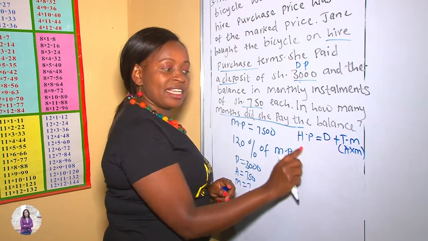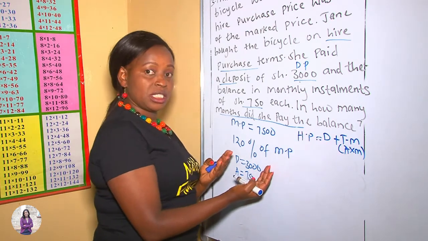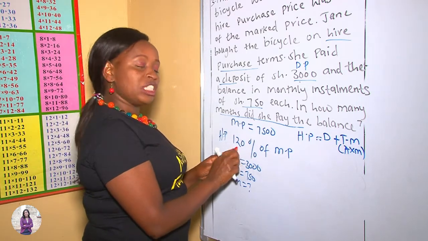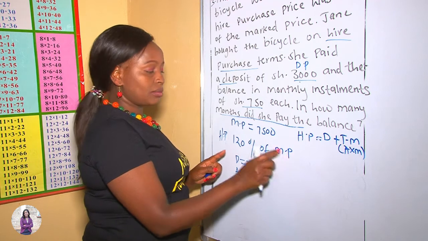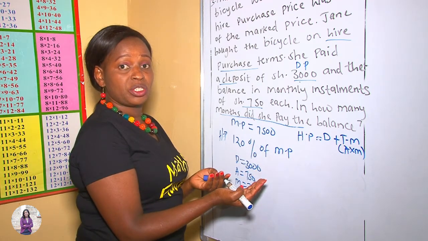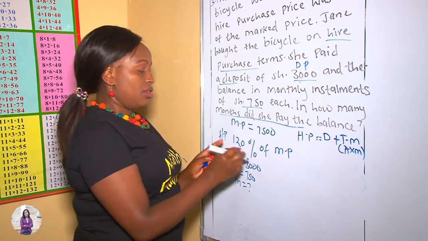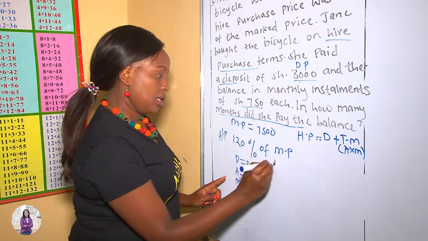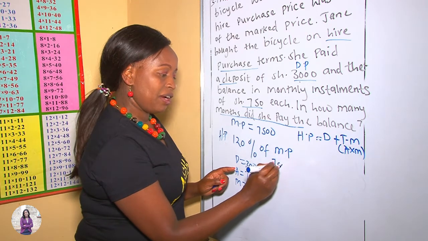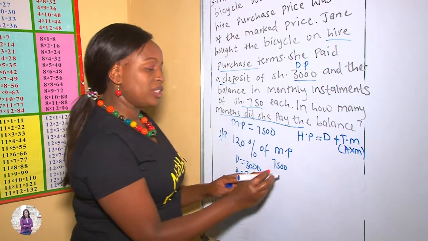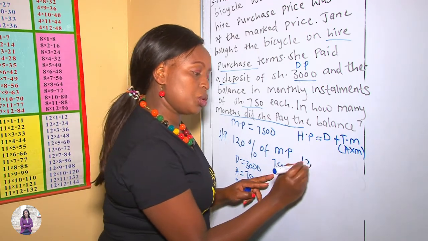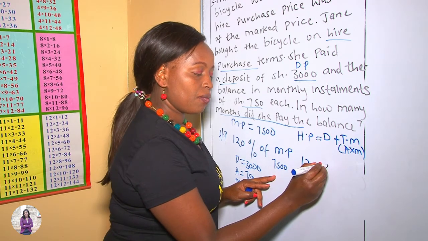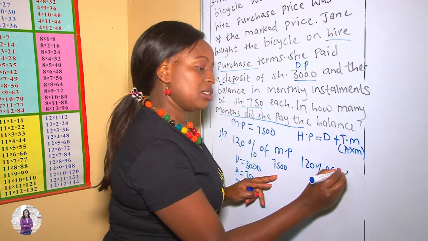Therefore, we need to get the hire purchase so that we remain with only one unknown, which is the months. Because we are given the amount, we are given the deposit. But the way we can get the hire purchase is if we relate the percentages. We have been told the hire purchase was 120% of the marked price. Of, remember, means multiplication in mathematics. Therefore, 120% of our marked price is 120% of 7,500.